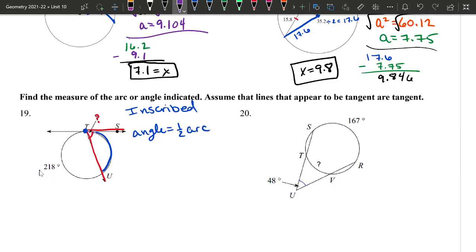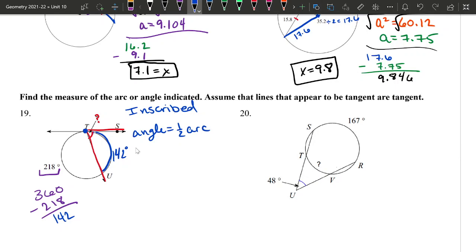But we do have this 218 degrees over here. And since this entire circle is being used, none of it's been cut off, like on number 20, where some parts have been cut off. That's cut off, and that's cut off. So that's not an entire 360 degree circle. But on number 19, it's using the entire circle. So I can say 360 minus 218, and it's going to give me 142. So this arc over here has to be 142 degrees.